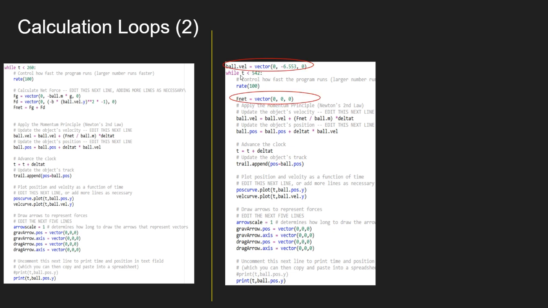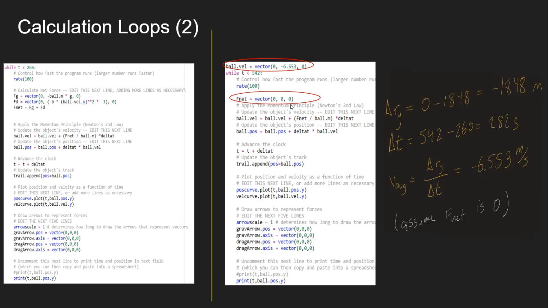And you may be asking why I have the velocity equal to this negative 6.5 and the net force equal to 0. I did some calculations and found the average velocity using the displacement and the change in time from when he actually hit the ground and when he deployed his parachute. And assuming F net is 0, meaning that he's going to travel at that constant velocity all the way to the ground so that he arrives safely on his feet.